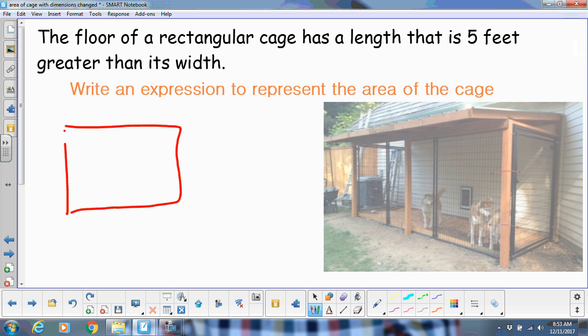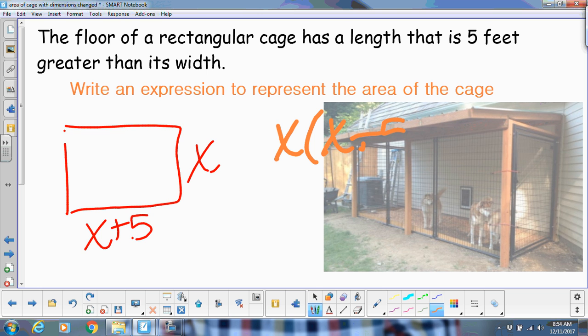We've already done this. It was several weeks ago, but we did this converting it from words into expressions. So one of them is going to be x plus 5, and the other one is going to be x. Write an expression to represent the area. What are we going to do? x times x plus 5, which gives me x squared plus 5x, and there you go.